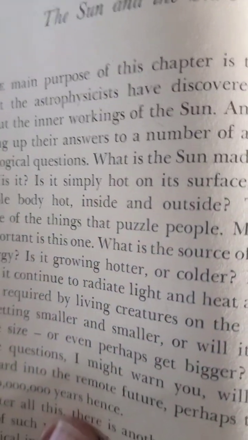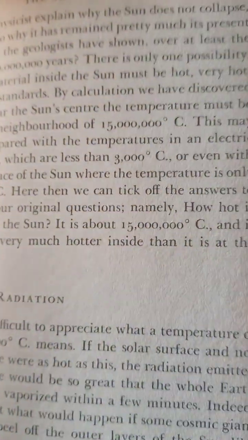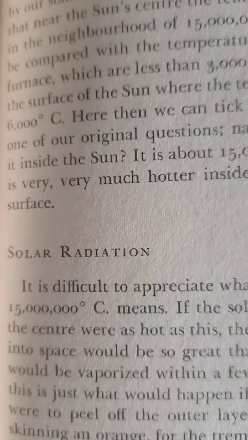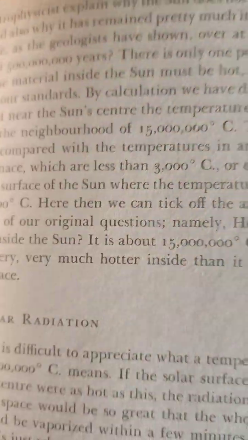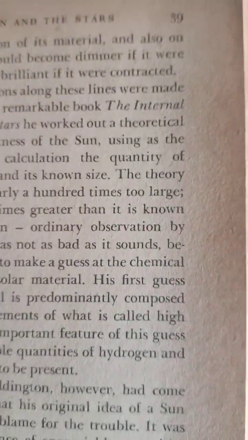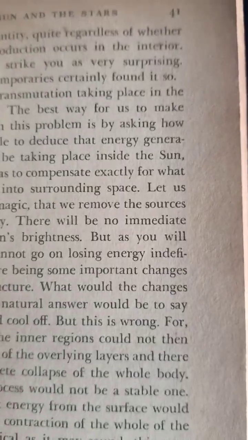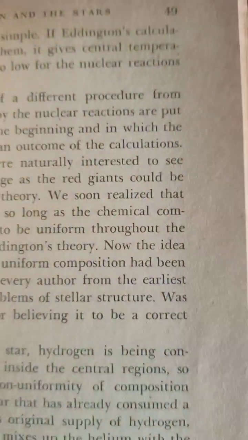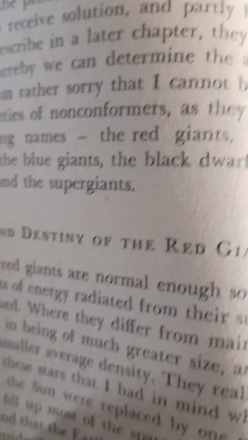You can see over here, the sun and the stars is chapter number 2, where it talks about many things. Many different topics are discussed, such as solar radiation, where it gives the temperature of the sun and how the calculations are done. It talks about the internal temperature of the sun, then the generation of energy, how energy is generated in the sun. Then it talks about hydroelectric power. Some other topics are the size and the density of the red giants.